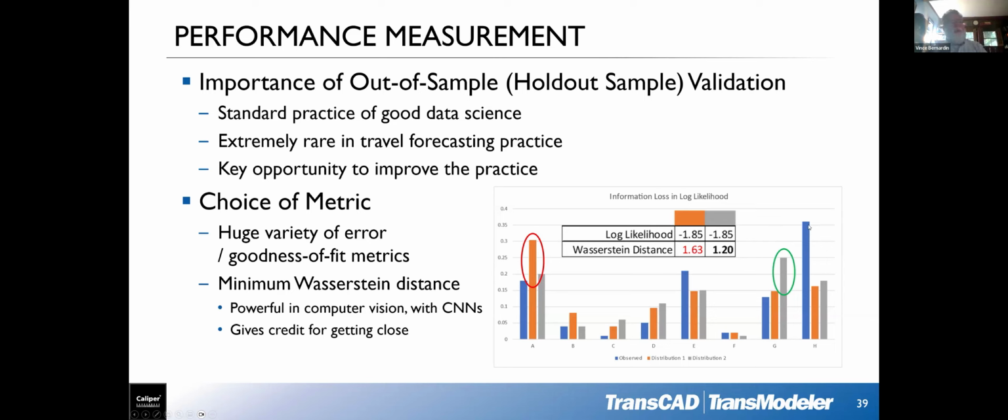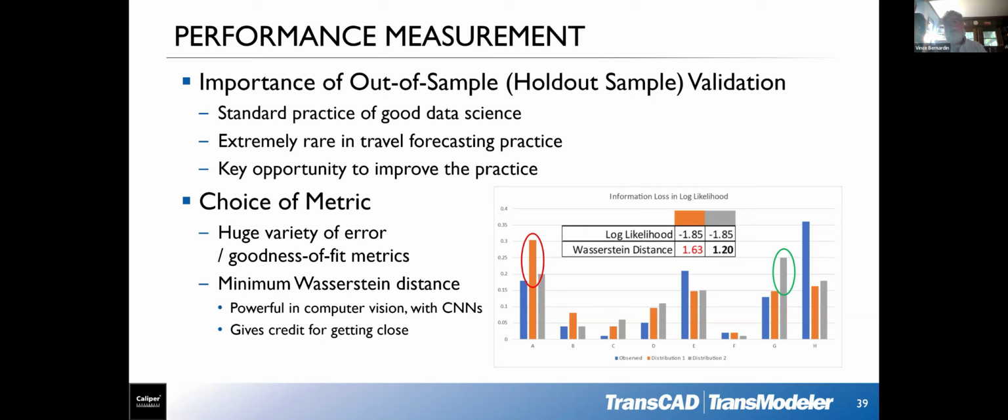Because even though both the orange and gray models underpredict how many people are going to H on the east side of the region, the gray model is close. It gets a lot of people to zone G, which is right next door, right? So the Wasserstein distance correctly indicates that the gray model is significantly better, right?